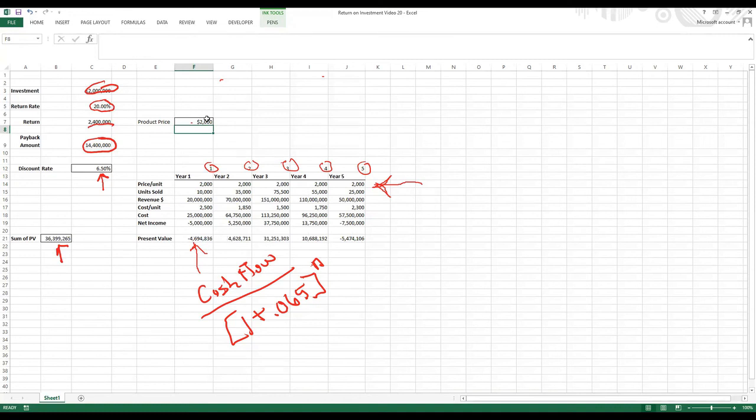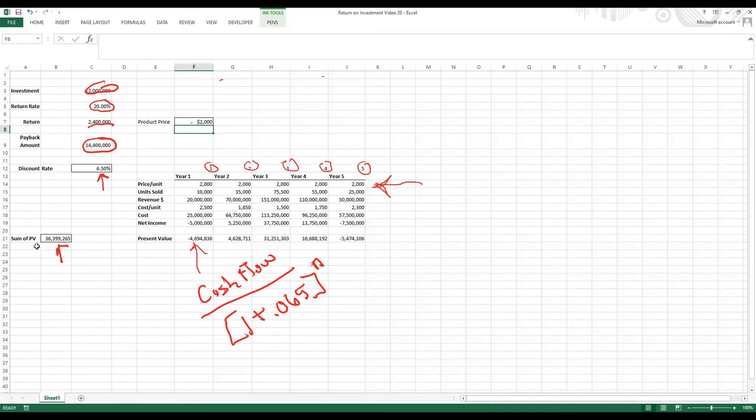Okay, so we've got the 2,000 in each of the pricing cells, and now we see what the present values are down here on the bottom line. In year 1, with that price, we'll generate a loss. In year 2, with higher sales, we'll generate positive net income. Year 3, a large positive net income, and then it declines after that.